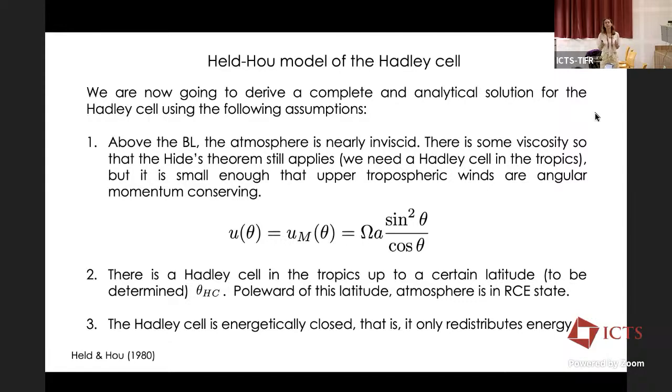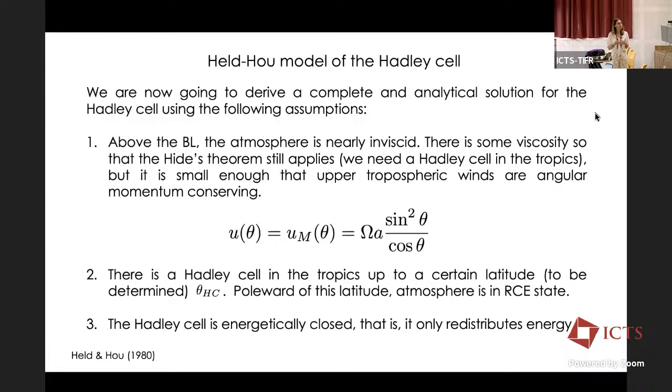The assumptions that we're going to make are that above the boundary layer, although in this model there is really no boundary layer, just surface friction, the atmosphere is nearly inviscid. Nearly means that there is some viscosity, but it is small. So angular momentum diffuses down the gradient, so that Hide's theorem still applies, which means the RCE state within the tropical bands is not satisfied and we need a Hadley circulation. But we also assume that viscosity is small enough that in the upper troposphere, the winds are exactly the ones that satisfy conservation of angular momentum.